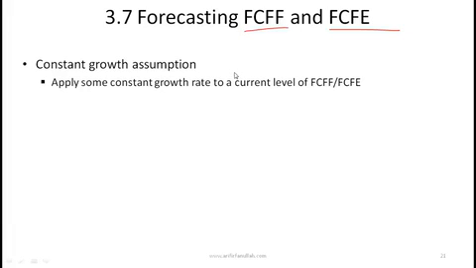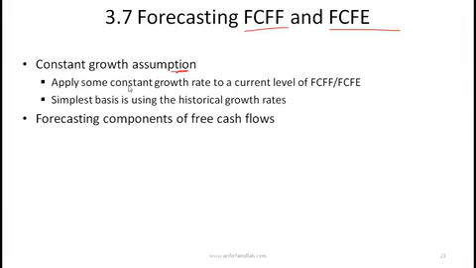Once you have those forecasts, everything else is mechanical. Mostly on the exam, you are being tested on the mechanical stuff, because you need to know that. But the forecasting stuff is tough. What are some techniques used by analysts? One simplest technique is to use this constant growth assumption. So apply some constant growth rate to the current level of your free cash flow to firm or free cash flow to equity. The simplest basis is using historical growth rates. So look at historical growth rates and just apply those.